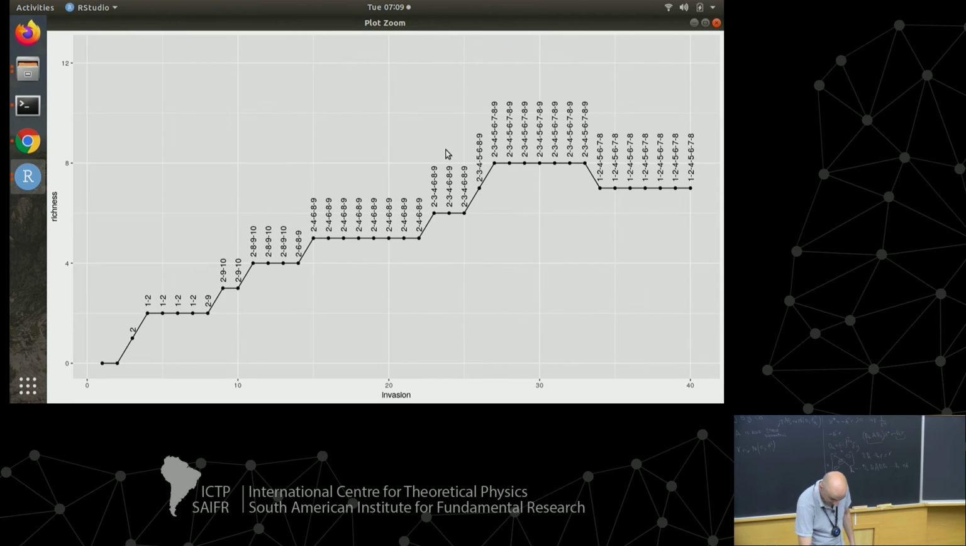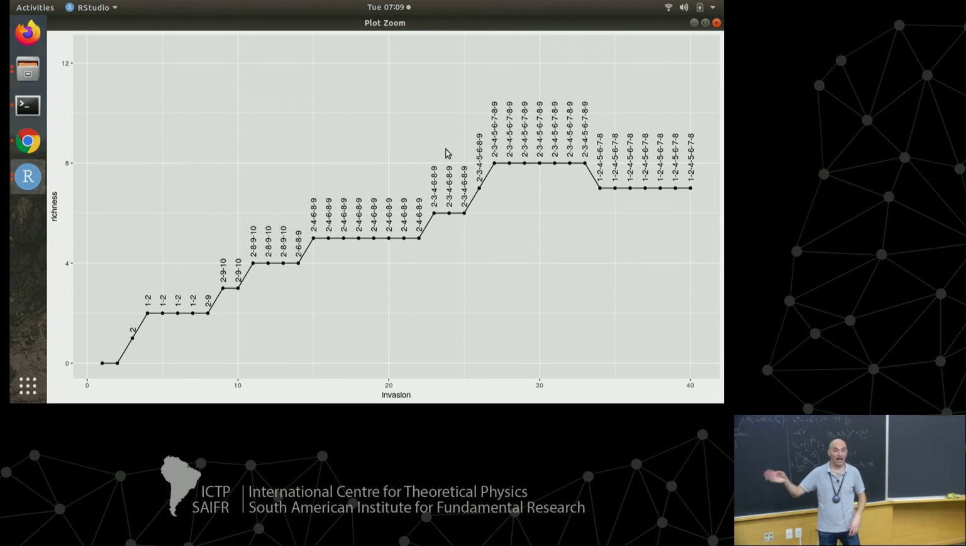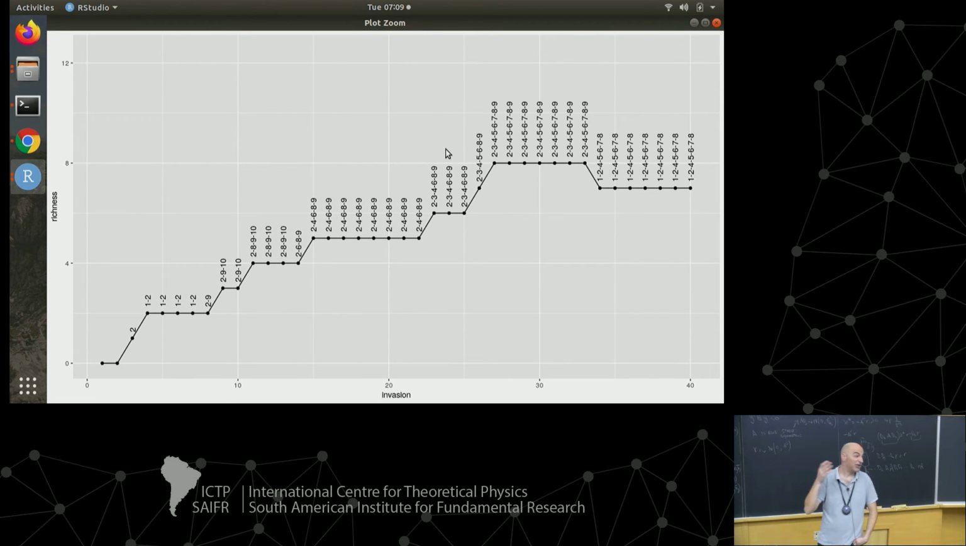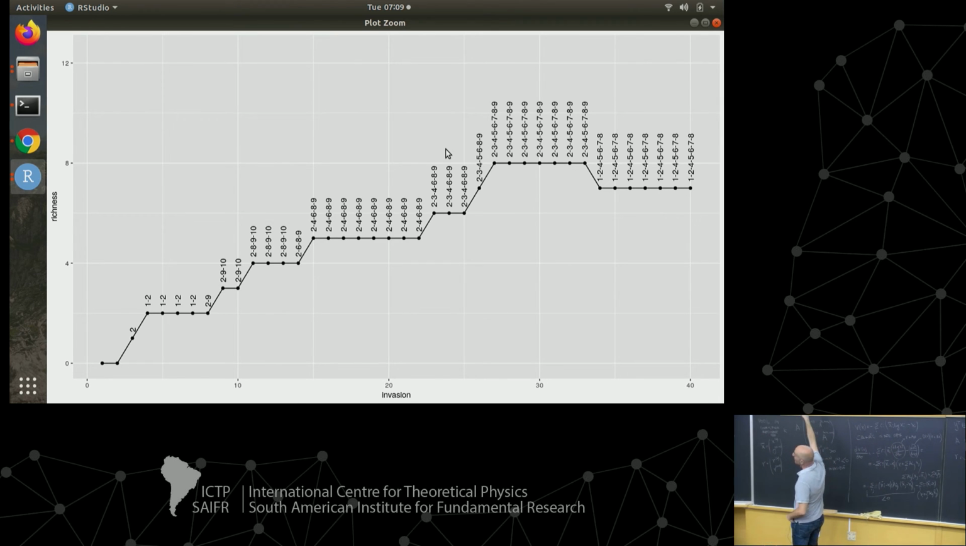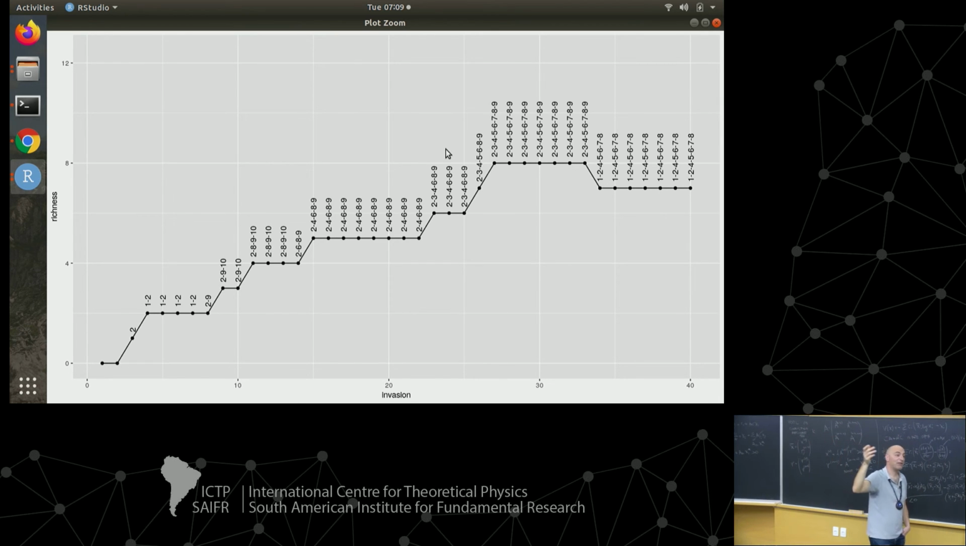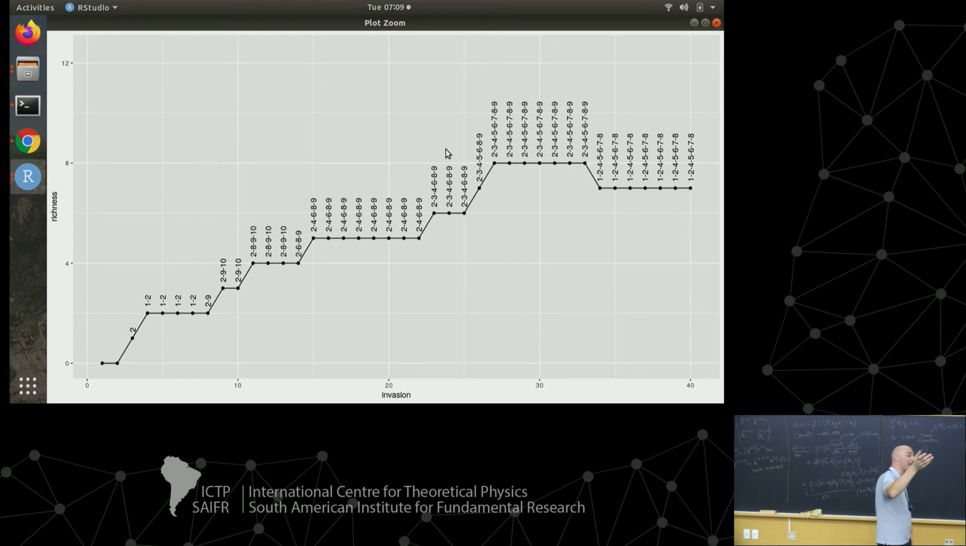And this is our assembly path, right? So let me guide you through this. On the y-axis, we're just tracking how many species are on the island, initially 0. And this is the invasion number, right? So at 0, we have 0 species. Then 1 species comes in. Turns out this species has a negative growth rate at that point, so it dies. So we're still at 0, right?